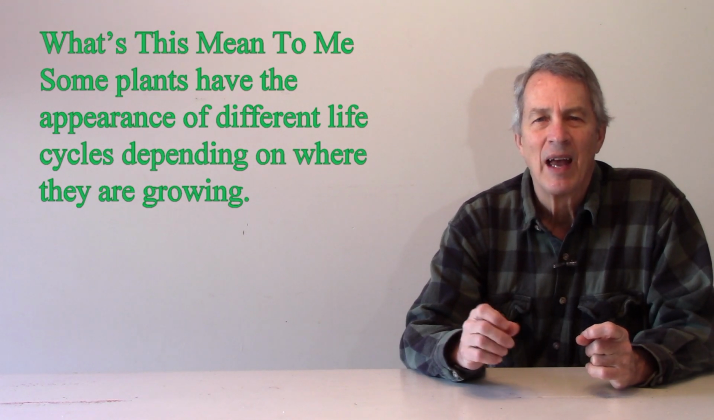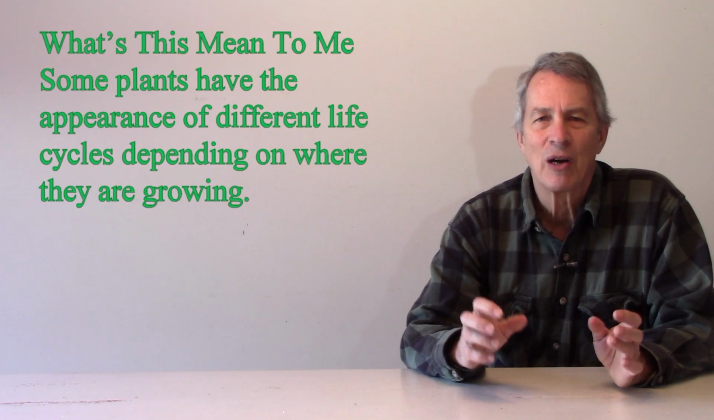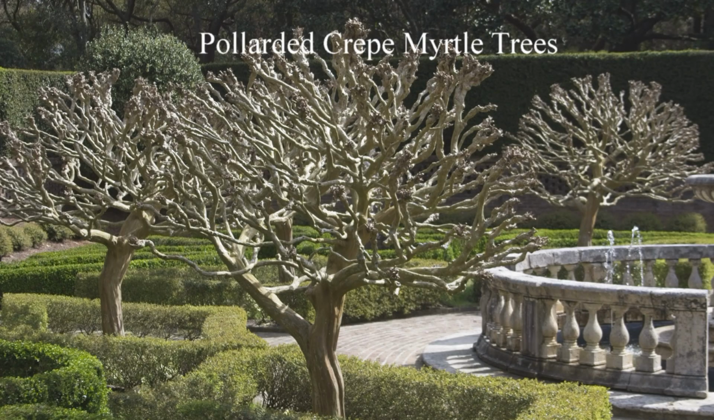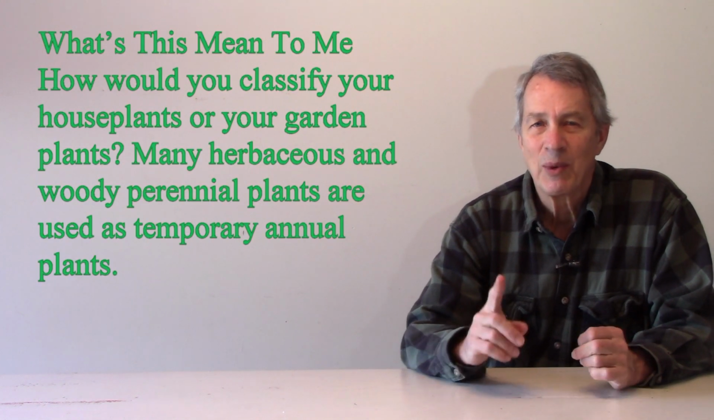Some plants have the appearance of different life cycles depending on where they are growing. Crepe myrtles, Lagerstroemia genus, and butterfly bush, the Buddleia genus, grow to be small trees in the southern states. They form large shrubs in the middle of the country because every few years the above-ground stems and trunks are killed by winter weather. New growth comes back from the roots and may remain alive for several years, gaining height and the shape of a shrub. Farther north, these plants are treated as perennials that die back to the ground every winter and are sometimes completely killed.